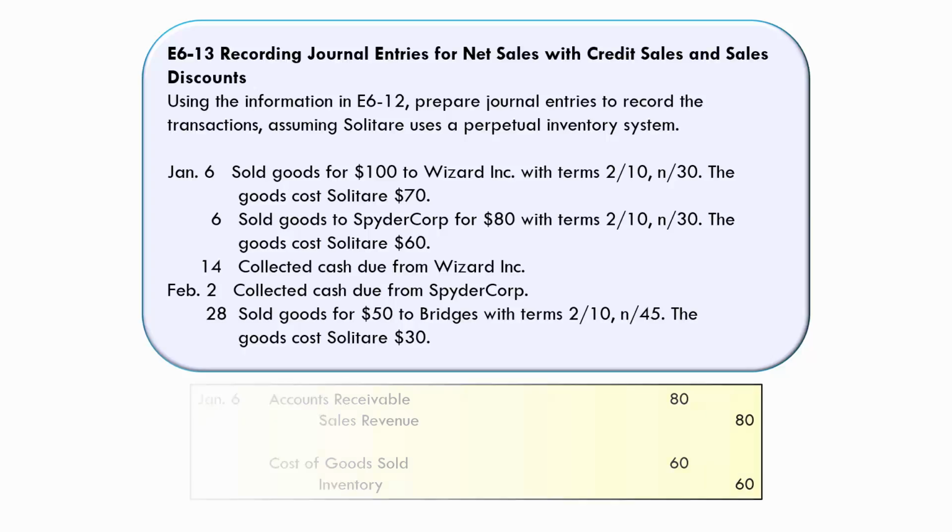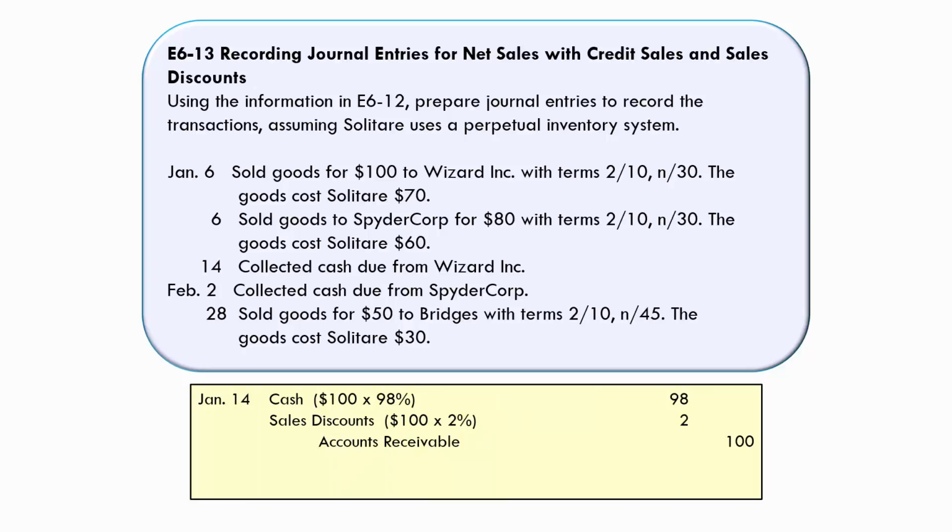Now, on the 14th, you're going to collect the cash. When you collect the cash, again, the account receivable which you originally established here, and this is collecting from Wizard, which is up here, was for $100. You take it off. You record the cash, which is going to be 2% less because they paid within the discount period. It says 2% within 10 days. The 14th is definitely within 10 days. 10 days would be 6 plus 10 or 16. We are on the 14th. We're going to give them the discount.